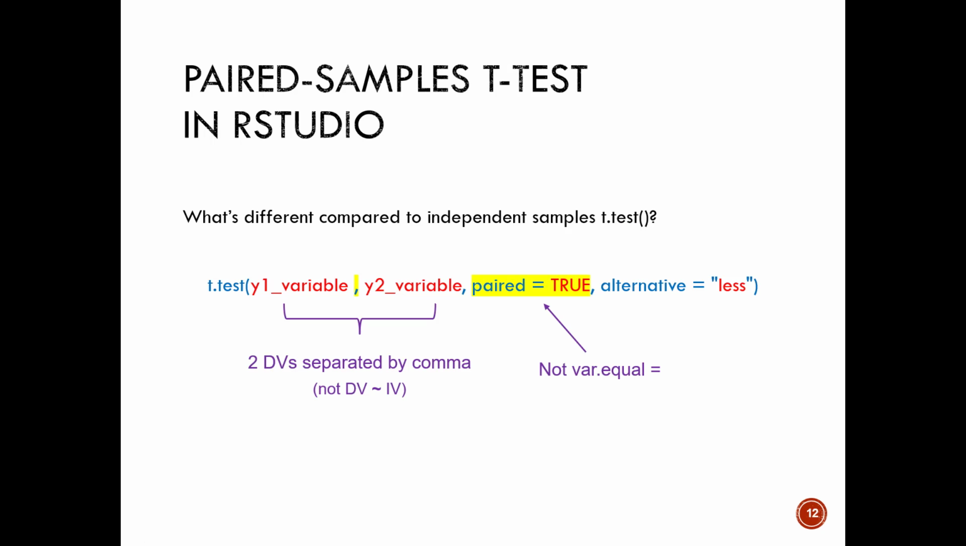Just to recap though, what is different compared to the independent samples t-test? I've taken down some notes for you. Instead of a tilde, where you regress the dv on the iv, the two variables are separated by a comma, and they're both continuous variables, two dv's. Instead of the var.equal, where you indicate the equality of variance, you have a paired statement, paired equals true. And the alternative is once again an optional statement, depending on your hypothesis. Let's hop on over to RStudio and try running this.